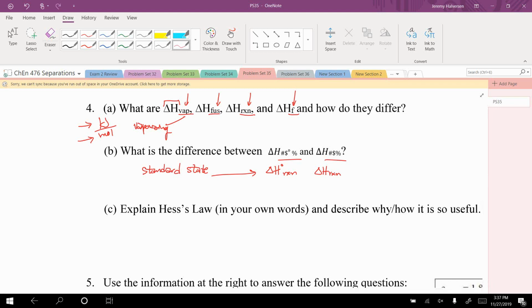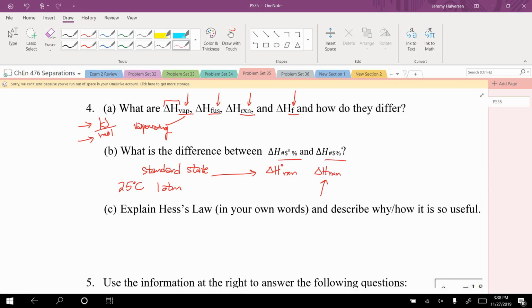We use standard state, or standard conditions, when we talked about gases. For gases, standard state was 0 Celsius and 1 atmosphere. It's kind of annoying, but in thermodynamics, standard state is 25 degrees Celsius and 1 atmosphere. Don't ask me why, but that's what it is. Delta H reaction is more general. It could be at any conditions.